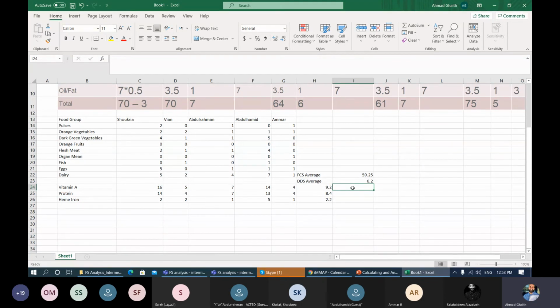Yes, you can say that. Oh yeah, so doing the average of this, I know we don't have much time, but I just wonder. So here we have, actually, we do this. FCSN vitamin A, FCSN protein, FCSN heme. So here we have now the averages for our 5 households.